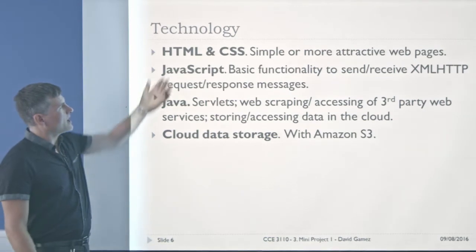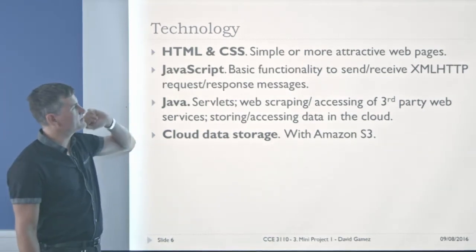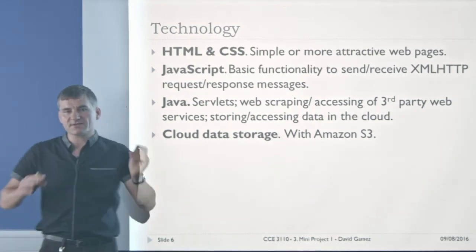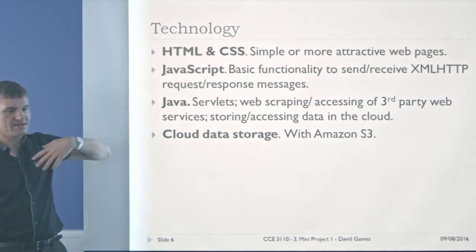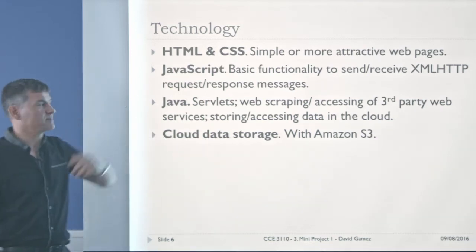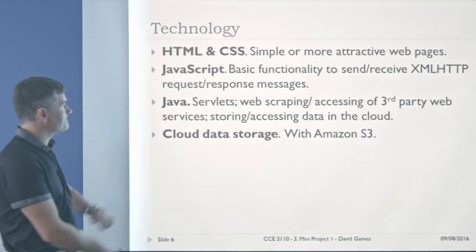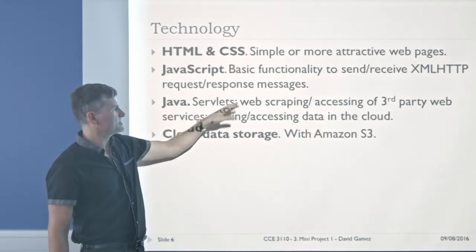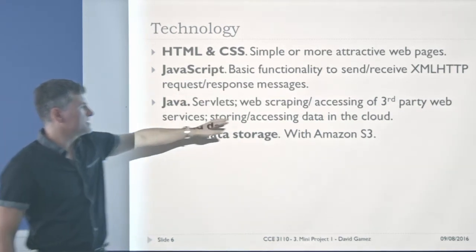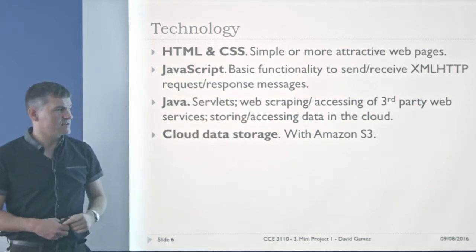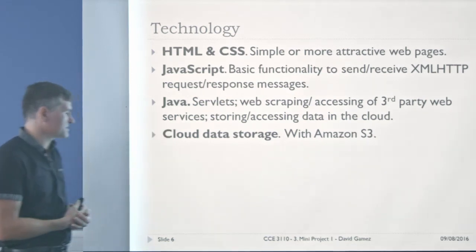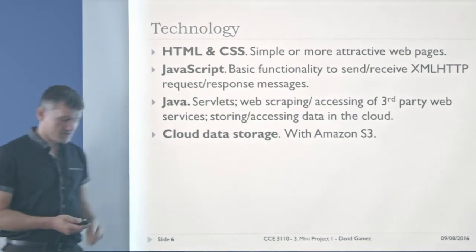So technology here, we've got HTML and CSS for the front end of the website. Then we've got JavaScript, which you can use for nice bells and whistles on the website, but the main purpose is to use Ajax to send XML HTTP requests to the servlet and to receive the response back and use that to update the HTML. Then we've got a bit of Java programming, so we're going to write a Java servlet. This is part of Java Enterprise Edition. You're going to write your own little web service, and then you're going to use Java to do a bit of web scraping and accessing of third-party web services, storing and accessing data in the cloud, essentially. And then we're going to do cloud data storage using Amazon S3.